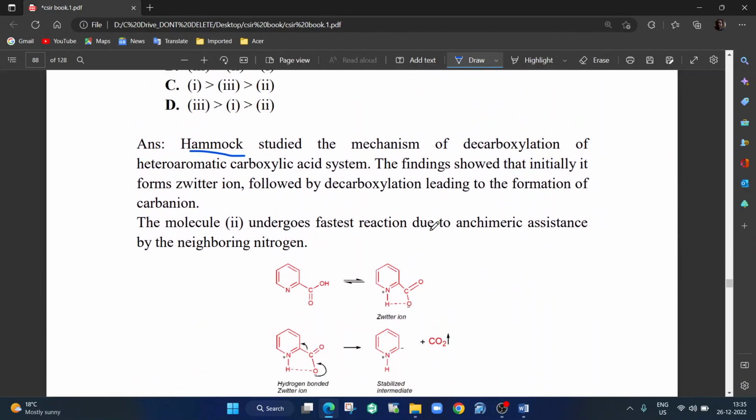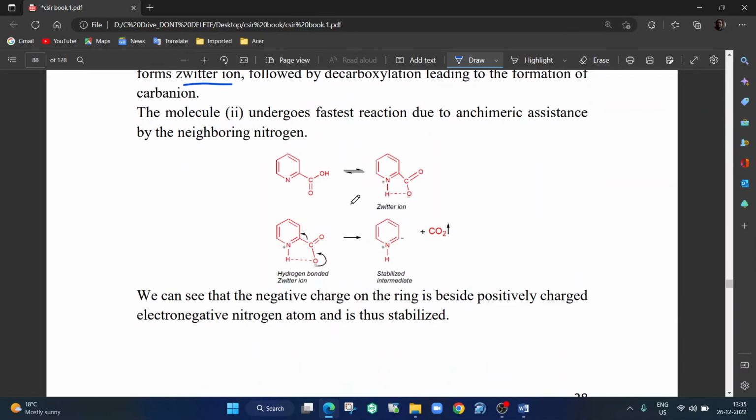So what he found out is that they always undergo decarboxylation. Initially they form a zwitterion, followed by decarboxylation with formation of a carbanion. Okay, so let us look at this. First what happens, this nitrogen is basic in nature and this proton is acidic because it is a carboxylic acid. So the first step is zwitterion formation, so it is plus minus.